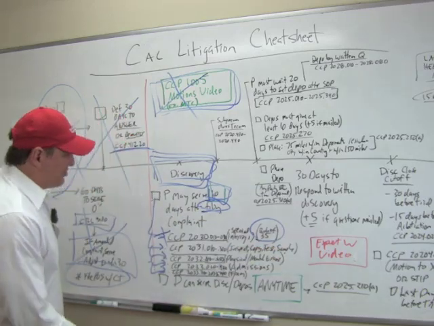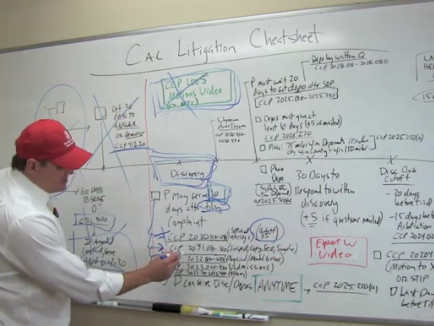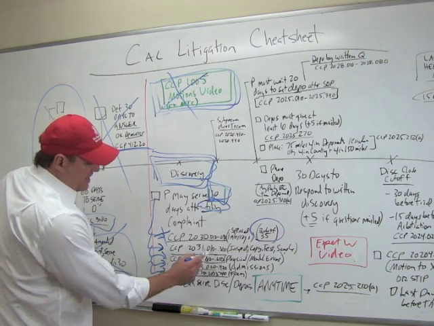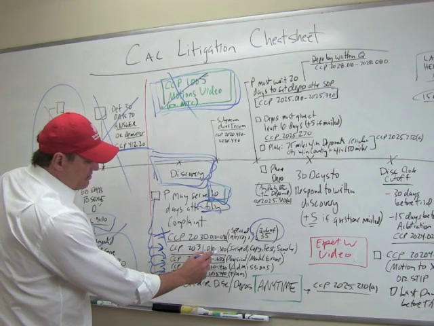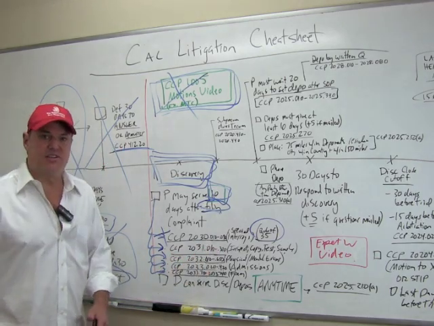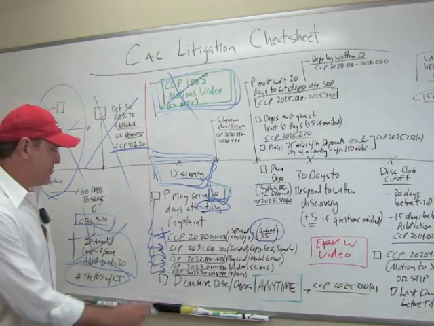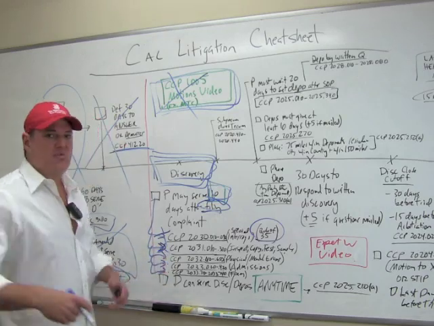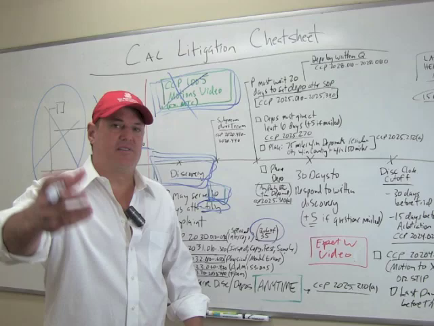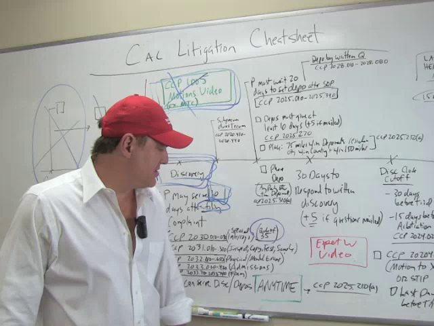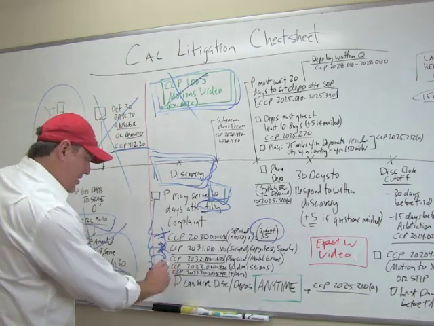Your requests for production, you've got CCP 2031.010-2031.320. So there's your code section there, your handy litigation cheat sheet, okay? So you got that, and what's that? That's where you're requesting a lot of documents. I want to inspect things, I want to sample them, I want to see this, send me that, I want to copy this, those kinds of things, okay?